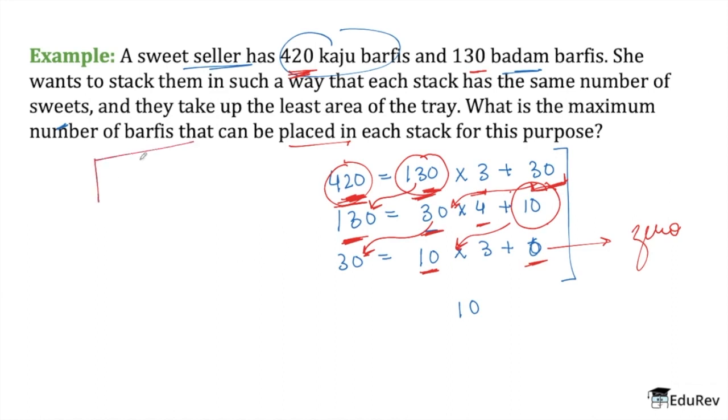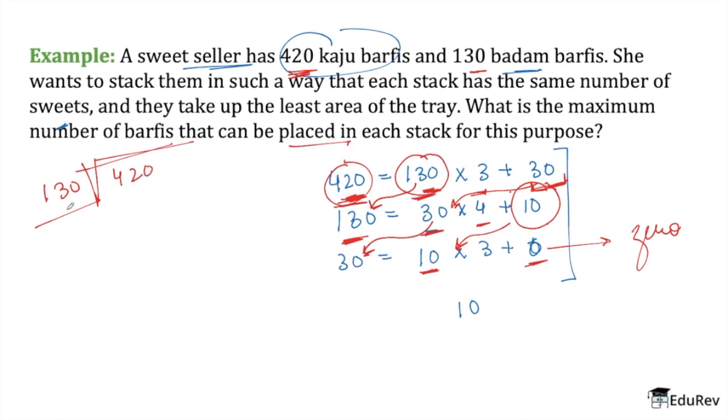Now, I need to divide 420 Kaju burfis by 130 Badam burfis because I need to find out what is going to be the maximum accommodating factor, which is to say that I have to accommodate all of these burfis maximally. Okay. So for this purpose, we need to use my division algorithm. Okay, so there is this division algorithm that I need to use. You people have done this division algorithm in your previous classes itself.